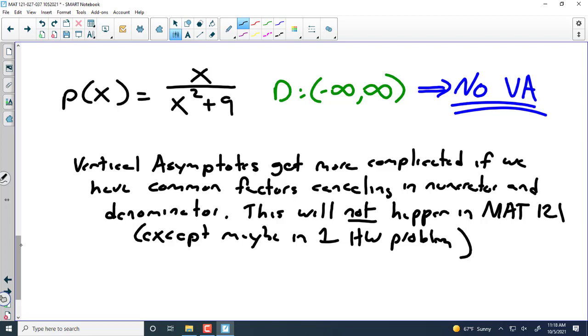But class, in general, these vertical asymptotes do get more complicated if you have factors that start canceling. In this class, we're not going to see that. And there might be one homework problem where that comes up, and I will tell you how to deal with that, don't worry. But it does get more interesting when factors start canceling. So just keep that in mind. But for this class, Math 121 in general, we just say if we kick it out of the domain, it's a vertical asymptote. Okay.